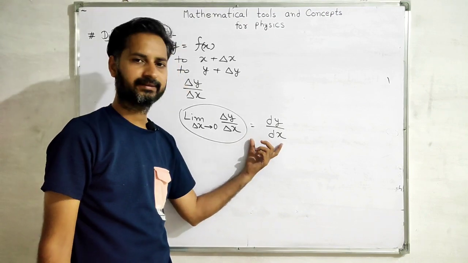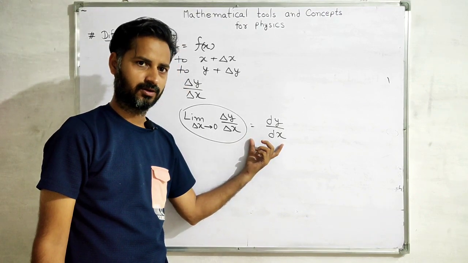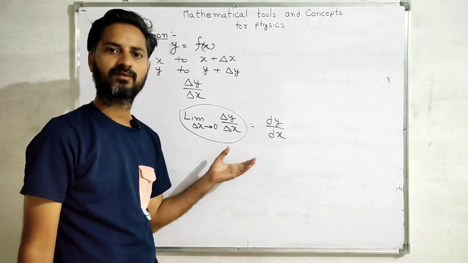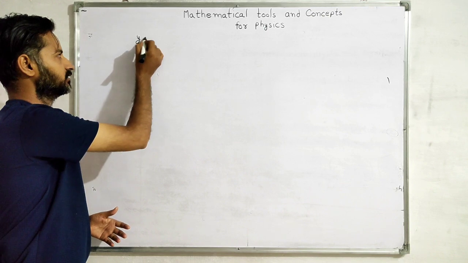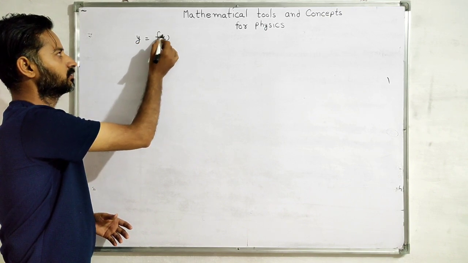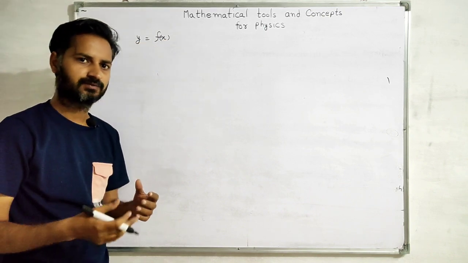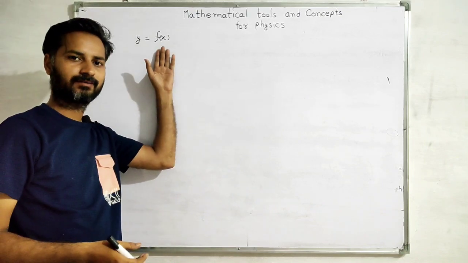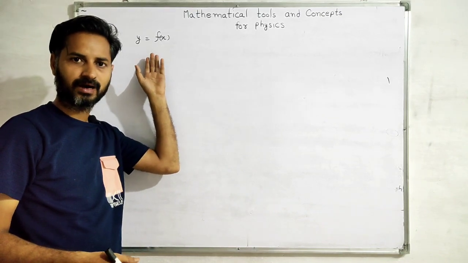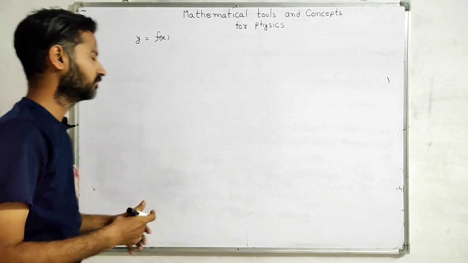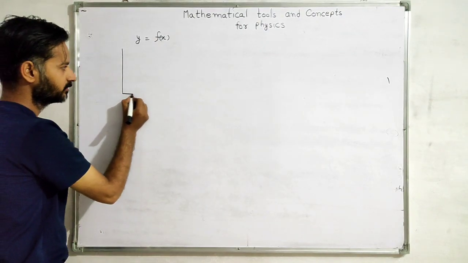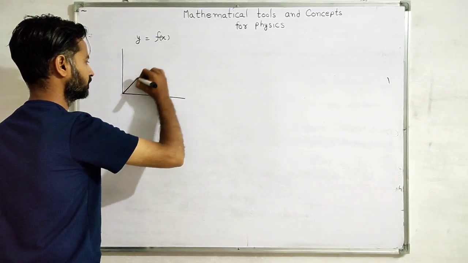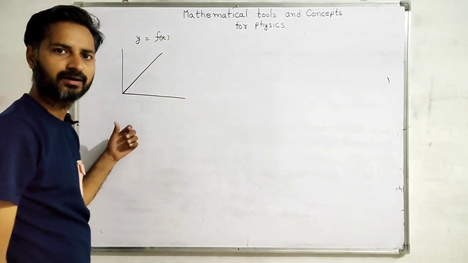For doing this, we have some rules or formulas which we will see later. For understanding this better, we will take an example of a graph. Let us have a function y is equal to f of x. Then, as we know, if we choose the value of x, then we get a value of y. So we can plot a graph. Let the graph of this equation be this, which is a straight line.